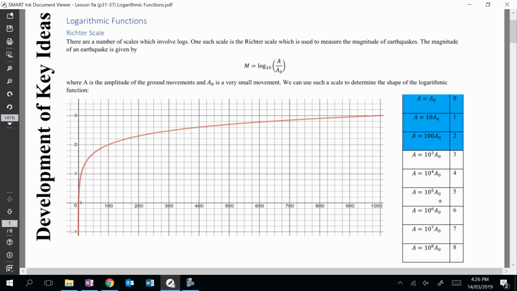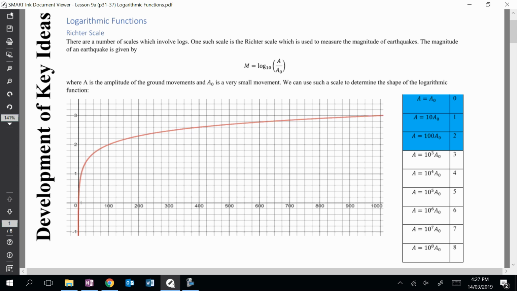And in some earthquakes we can be up to 100 million times a very small movement. Or in some earthquakes we can just have a very small movement compared to the original small movements. And so we have a large range that we have to try and deal with in Richter scales.